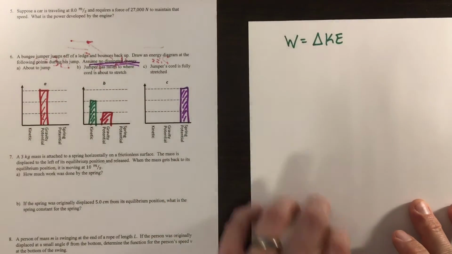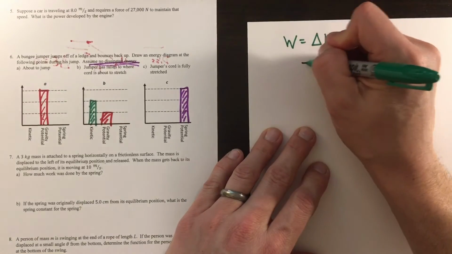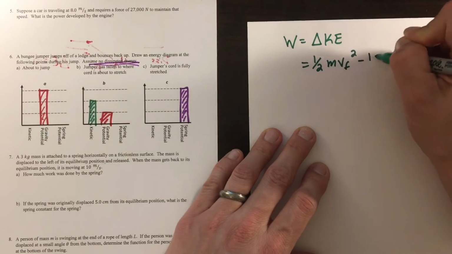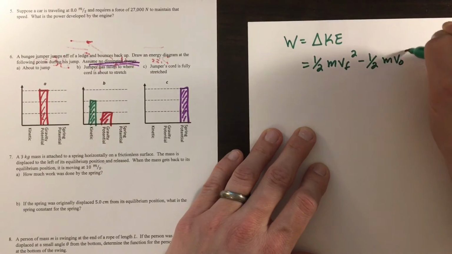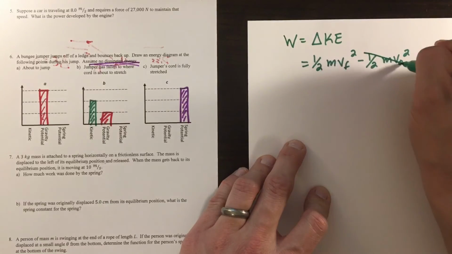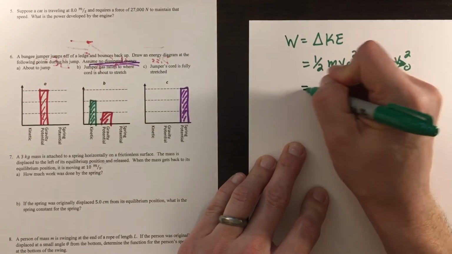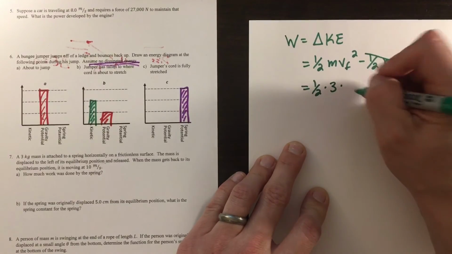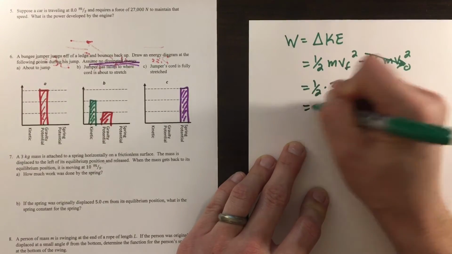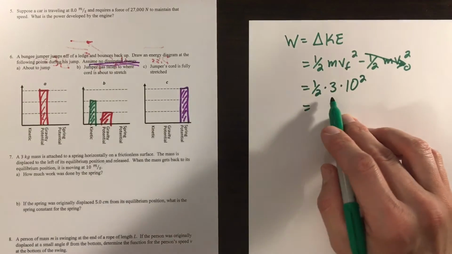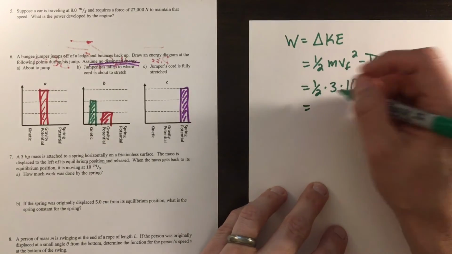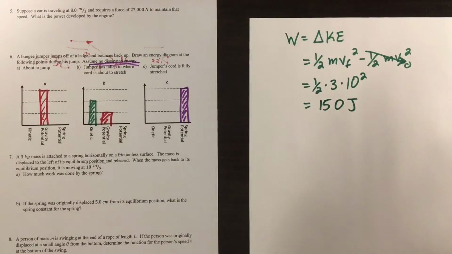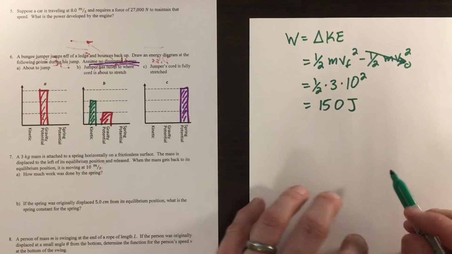If you know the change in kinetic energy, which is 1/2 mass times final velocity squared minus 1/2 mass times the initial velocity squared, the initial velocity is 0, so that part goes away. So 1/2 times the mass, which is 3, times the final velocity, which is 10 squared. Half of 3 is 1.5. 10 squared is 100, so 1.5 times 100 gives me 150 joules of work done. That's how much work is done by the spring.